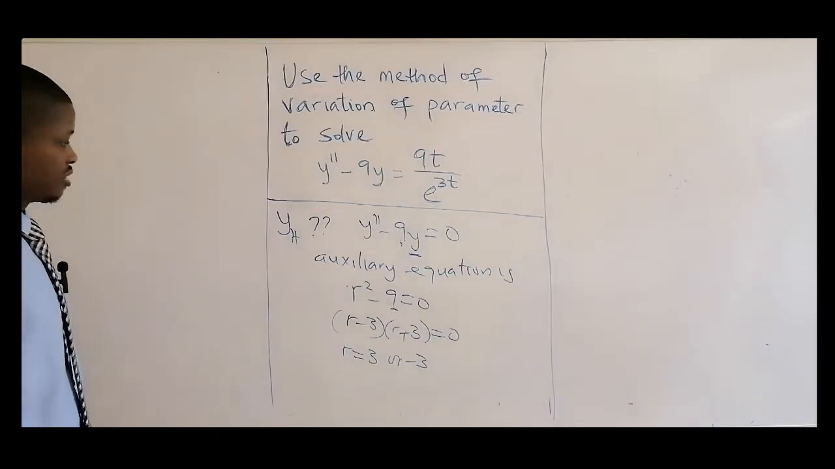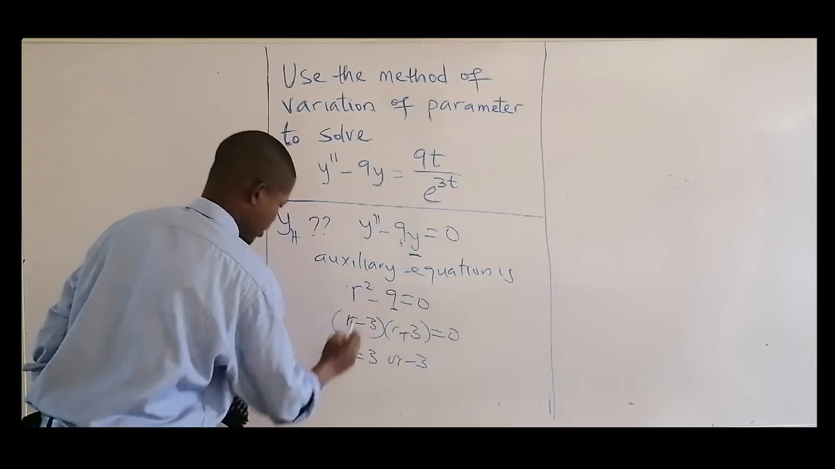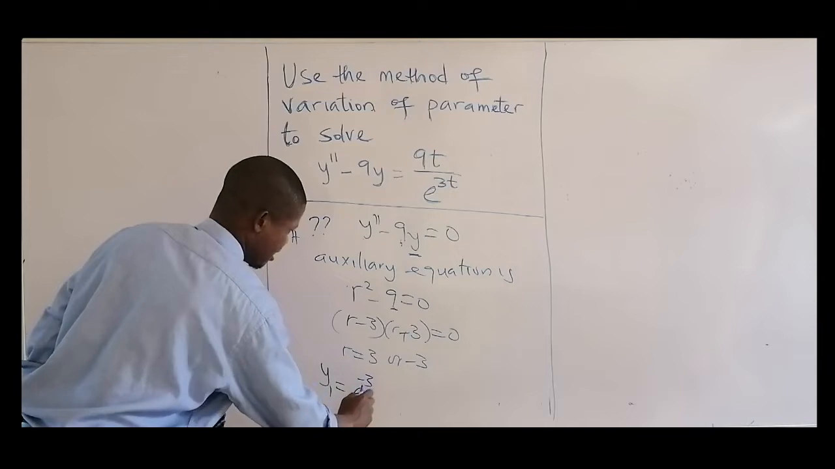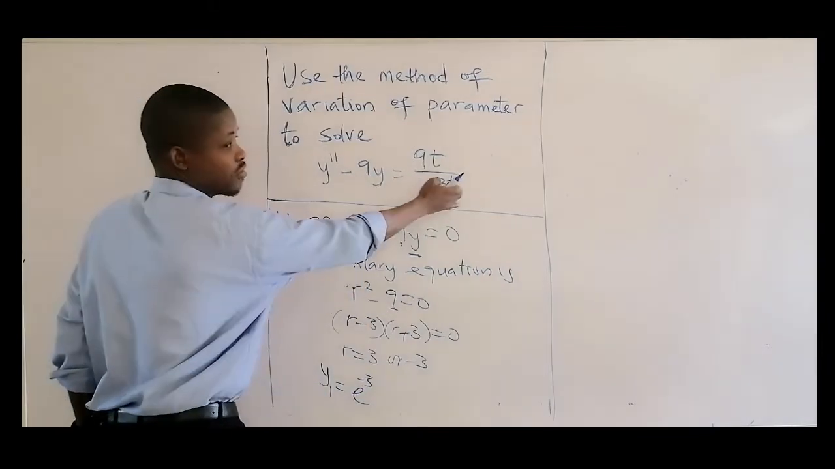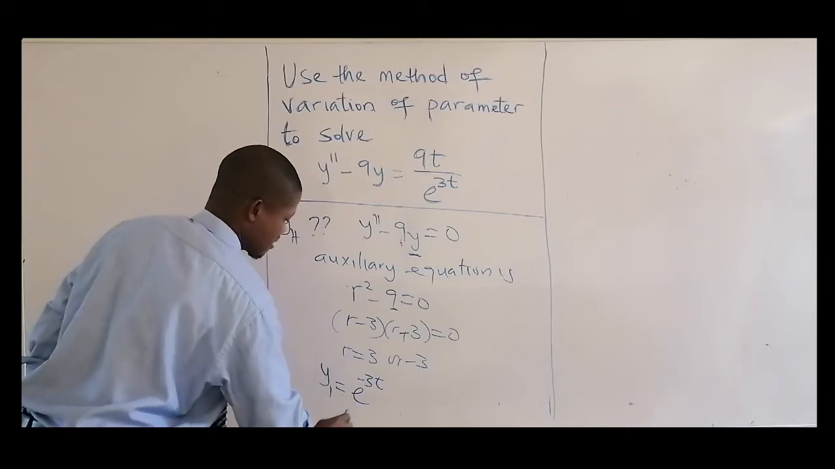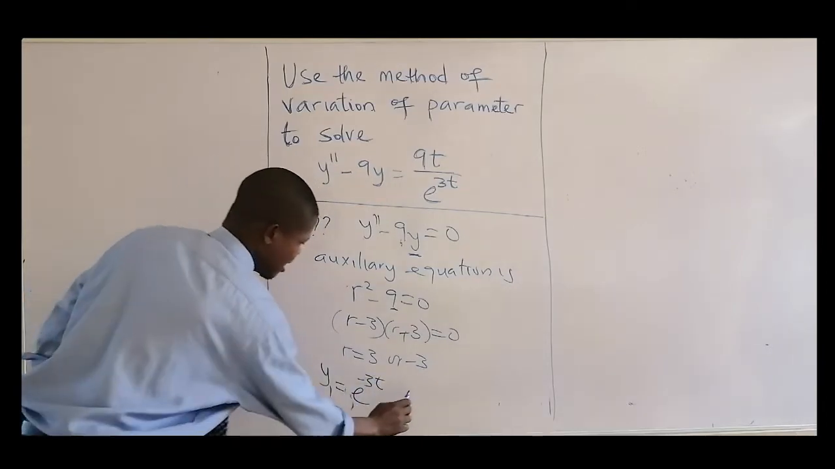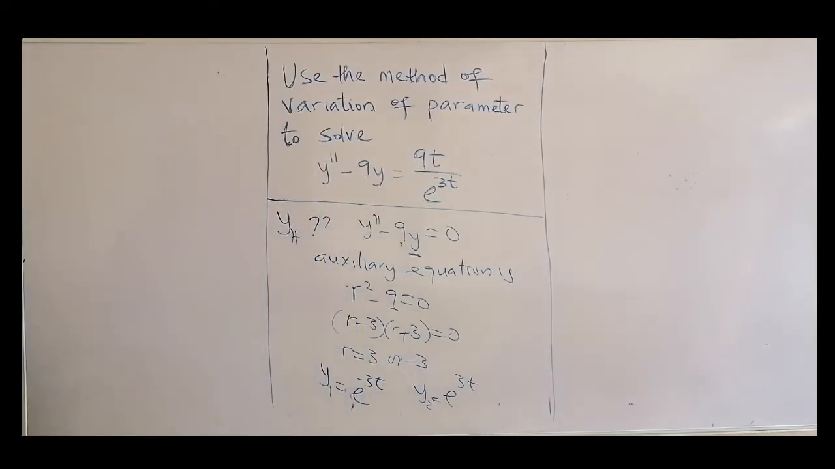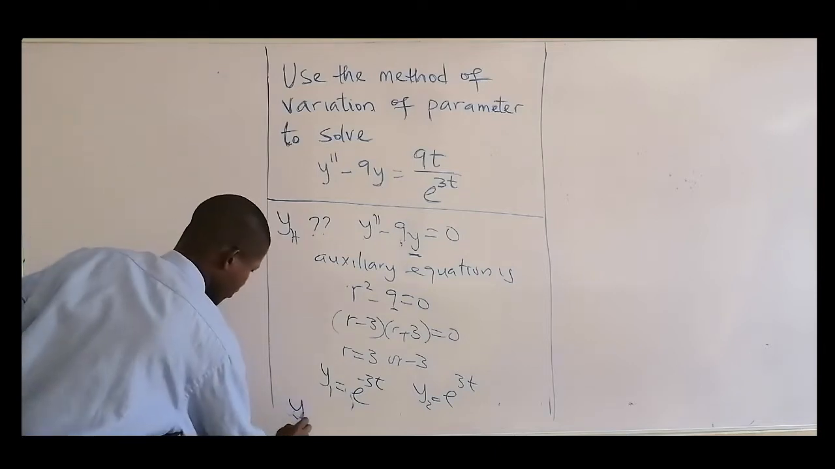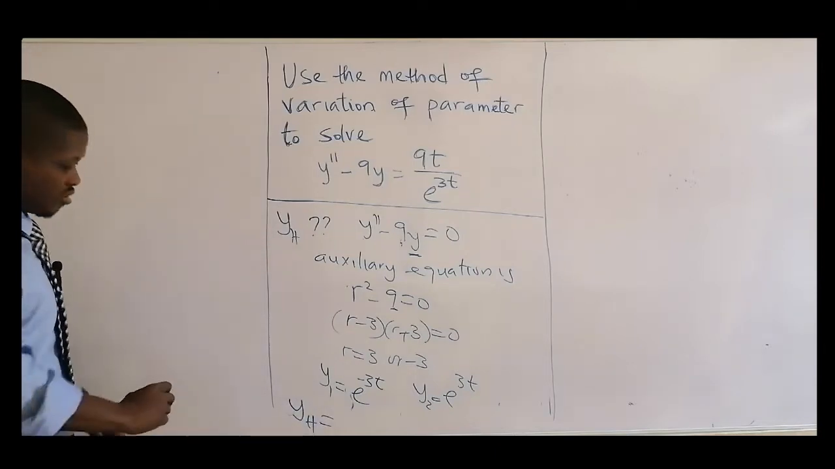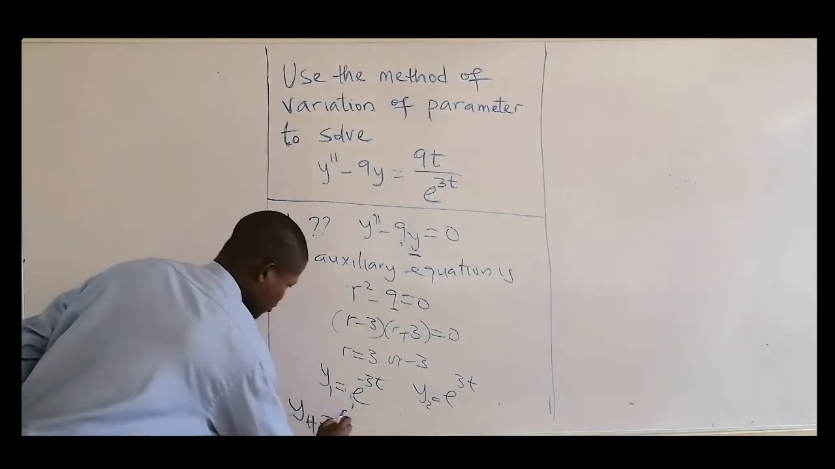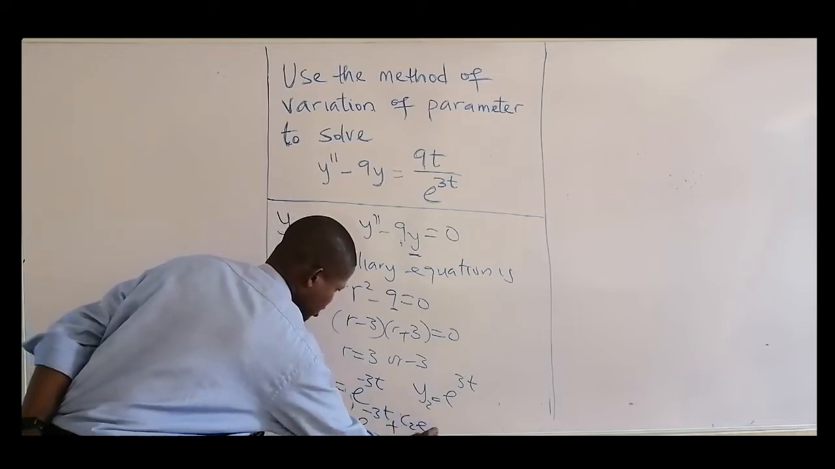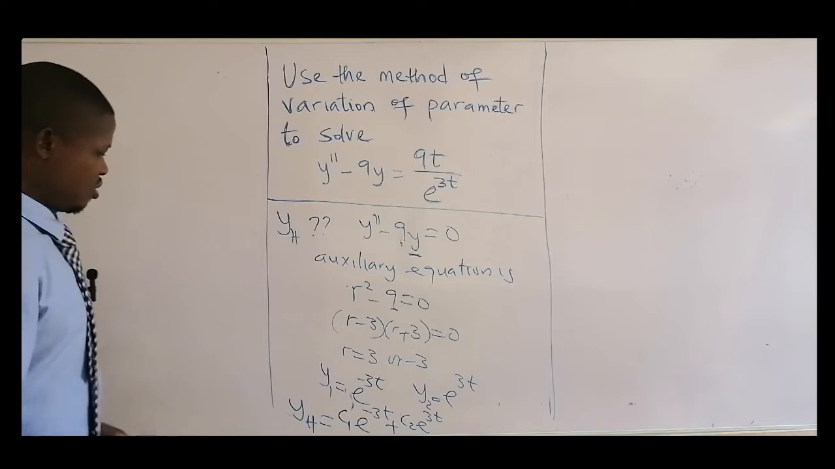Then we can get the solution for the differential equation. y1 will be equal to, let's take the smaller one, e to the minus 3t, since this differential equation is a function of t, and y2 is e to the 3t. That's the solution of the differential equation. The homogeneous solution will be equal to c1 e to the minus 3t plus c2 e to the 3t. So that's the homogeneous equation.